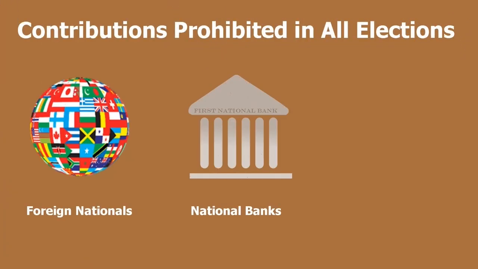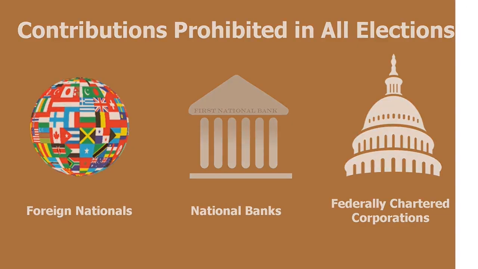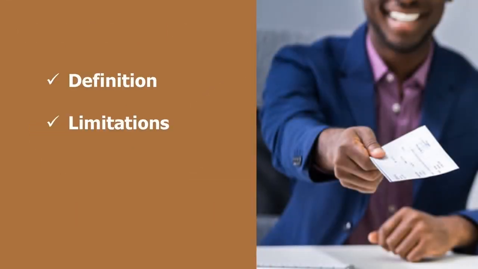Federal law also prohibits contributions from foreign nationals, national banks, and federally chartered corporations in connection with any U.S. election, federal, state, or local. That concludes our brief overview of the limitations and prohibitions on contributions. For additional information, please consult the Help for Candidates and Committees section of our website, as well as the Federal Election Campaign Act and Commission regulations.